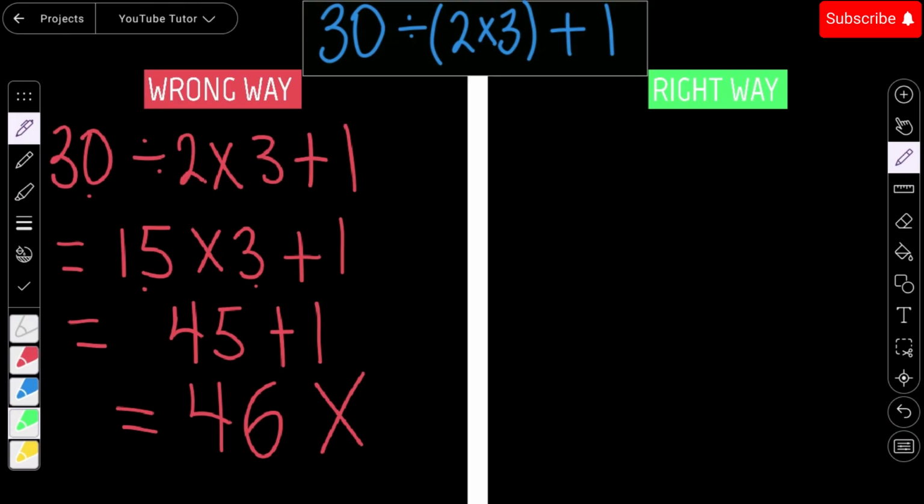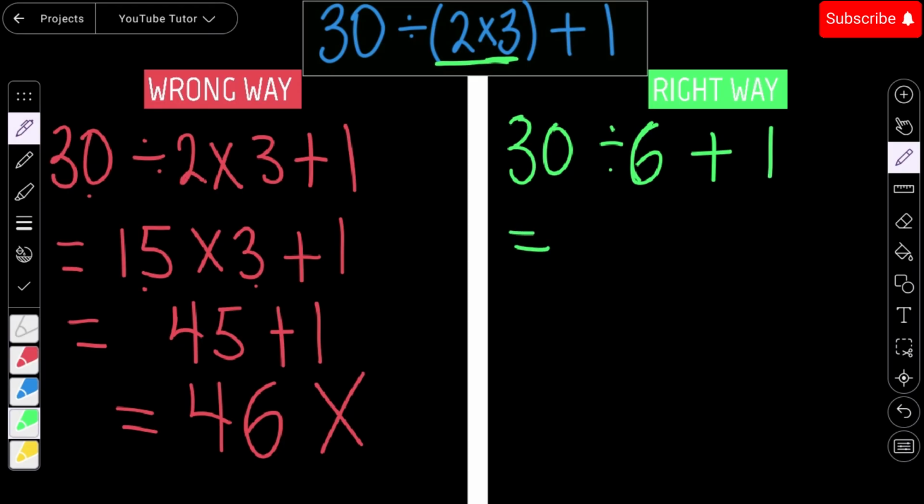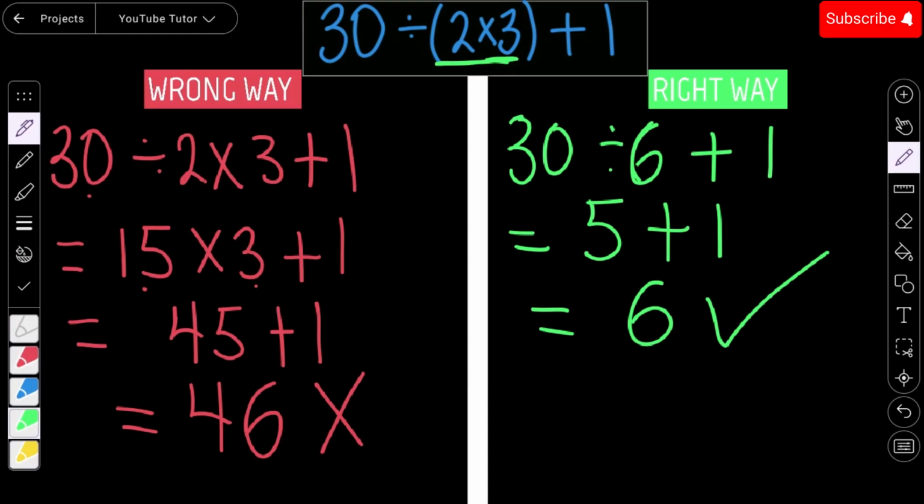Now, the right way to rather do it is taking the 30 again, and now this arithmetic here is a product. 2 times 3 gives us what? 6. So divided by 6, then plus 1. Now 30 divided by 6 gives us 5 plus 1, and 5 plus 1 ends up giving us 6, which is the right way in solving it.